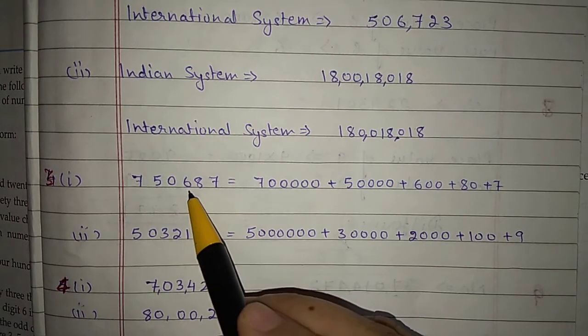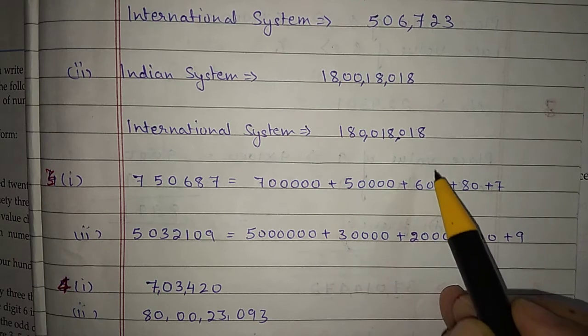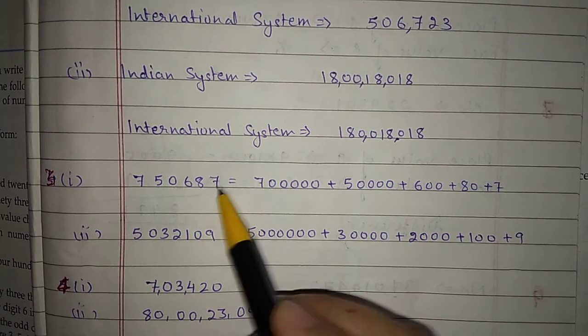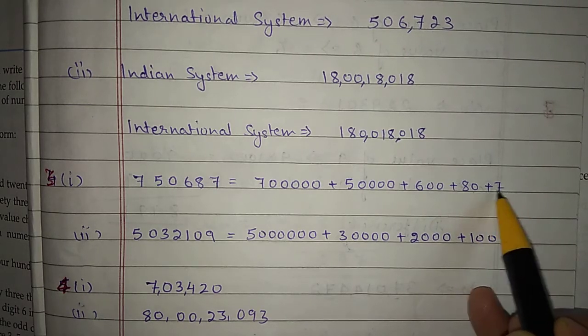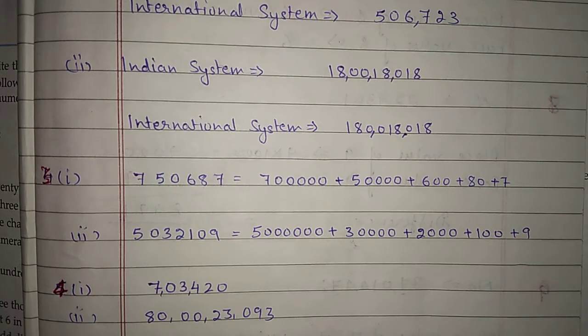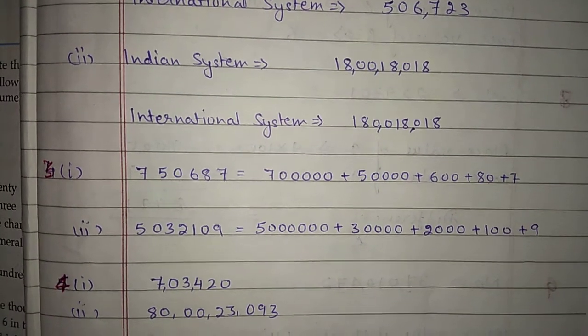Then next is 6. After 6, 2 digits are there, which means after 6, 2 zeros. Then next plus 8. After 8, 1 digit is there, which means 8 and one 0. And plus 7. Similarly, you can do the second one also. It's very easy.